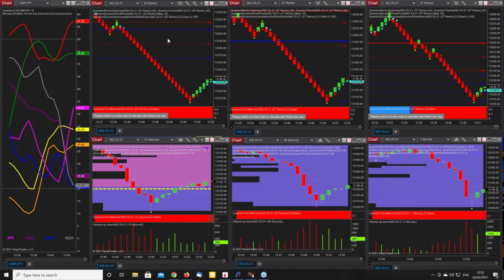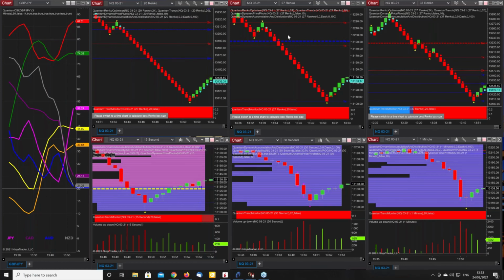So this is basically running on a 15-second equivalent, and it's telling me at the moment that we're running at 20. We're on NQ, so there's 4 ticks per point, so it's basically 5 points, if you will. Same here, we're on 27 ticks, and over here we're on 37 ticks, and we get this fantastic price action, really wonderful with the trend dots. You've got the trend monitor here.